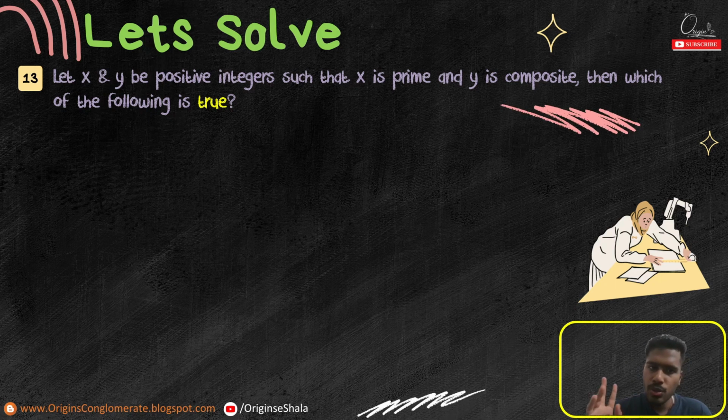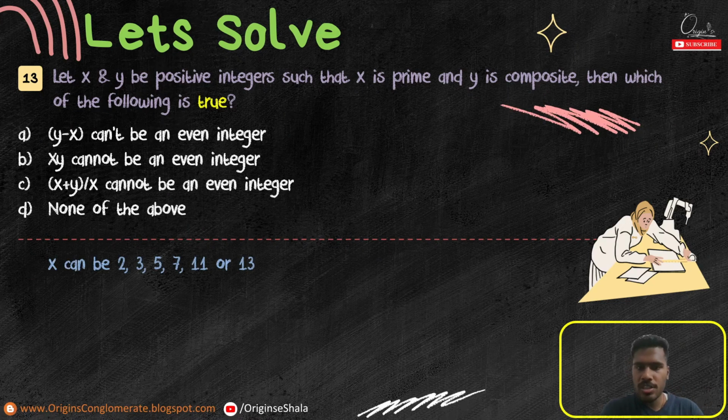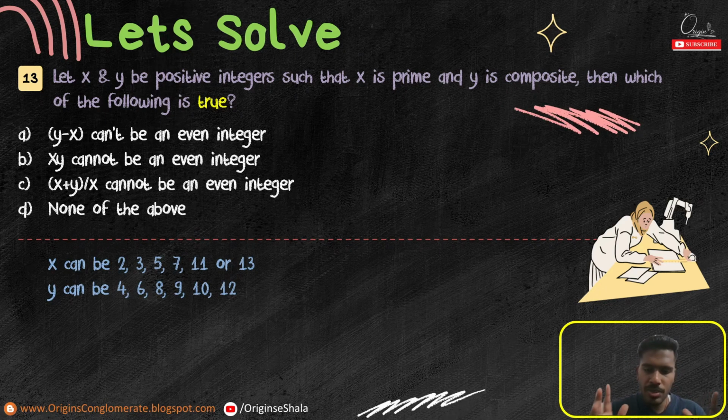This time we have two positive integers, one is prime and one is composite, and I need to find which statement is true. Here the question preparer has played a very smart trick: even though the question is about prime and composite, our options are about whether it is an odd or even number. So keep that in mind. Let's get out of the way what our possibilities are. X can be 2, 3, 5, 7, any prime number, and y can be any composite number. That's our limitation and options.